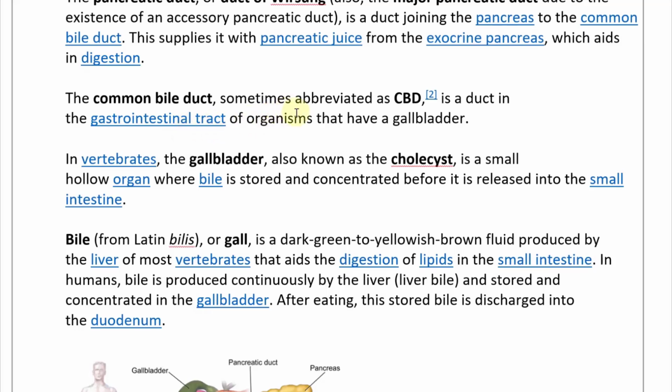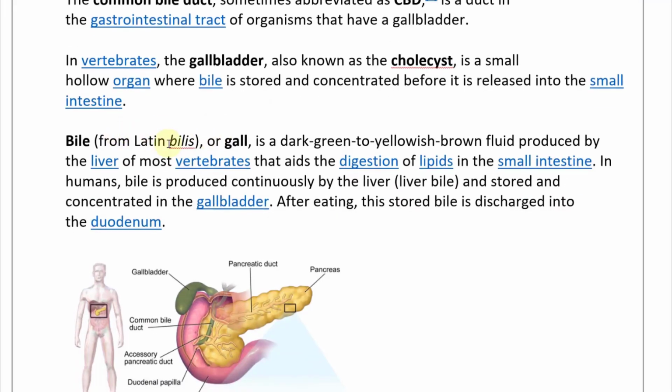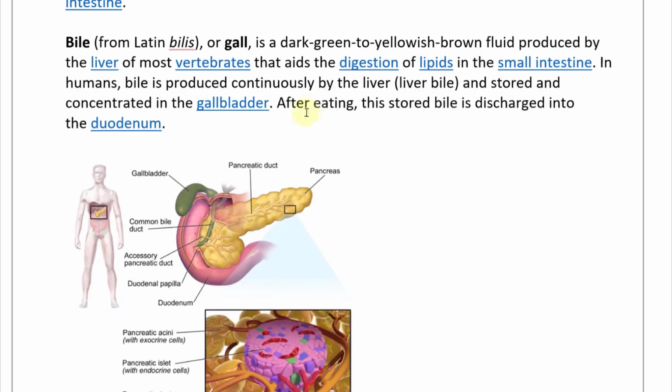The common bile duct, sometimes abbreviated as CBD, is a duct in the gastrointestinal tract of organisms that have a gallbladder. In vertebrates, the gallbladder, also known as a cholecyst, is a small hollow organ where bile is stored and concentrated before it is released into the small intestine. And bile, or gall, is a dark green to yellowish brown fluid produced by the liver of most vertebrates that aids the digestion of lipids in the small intestine.